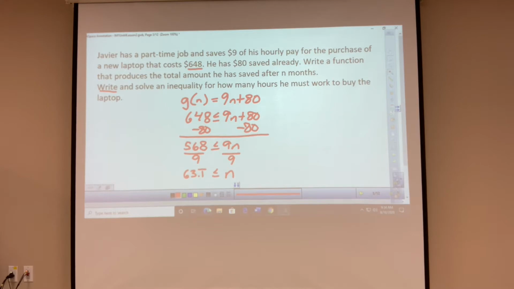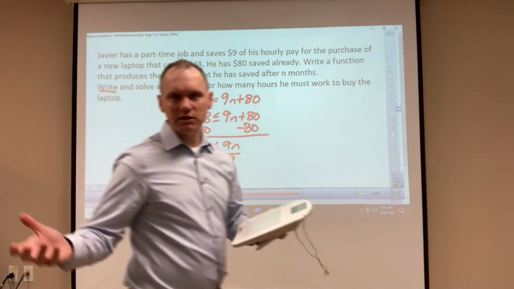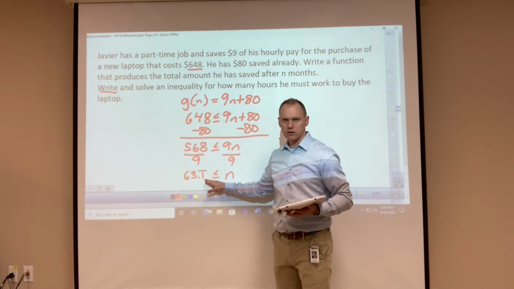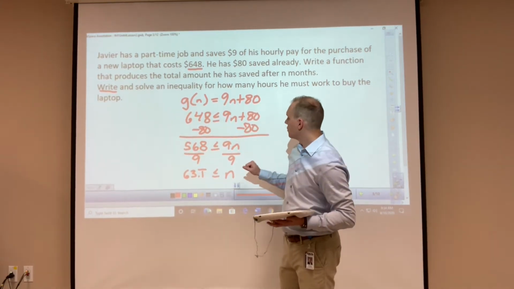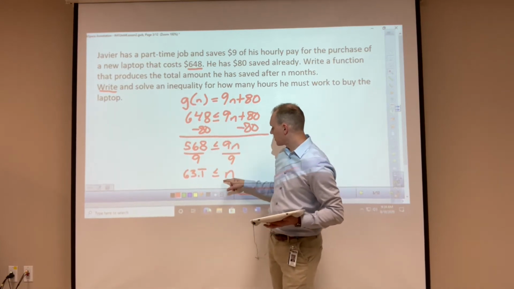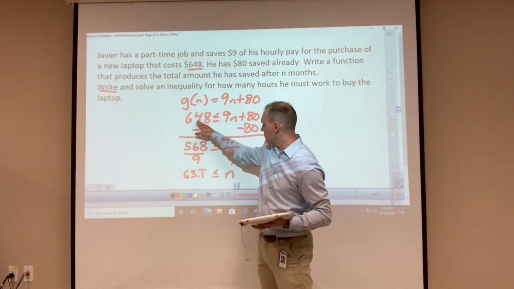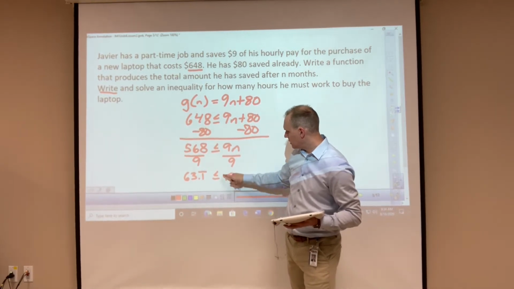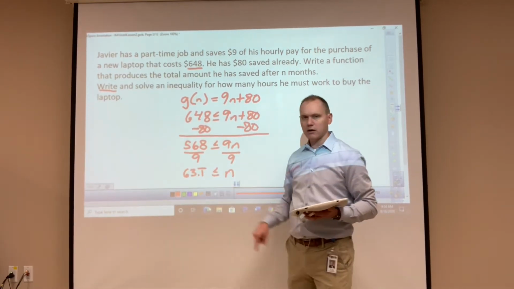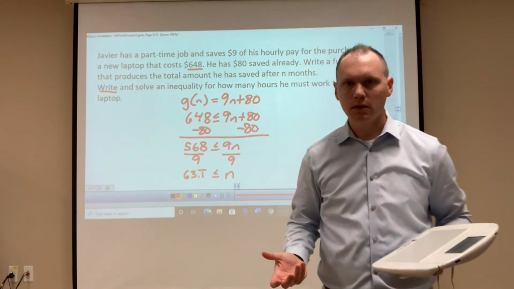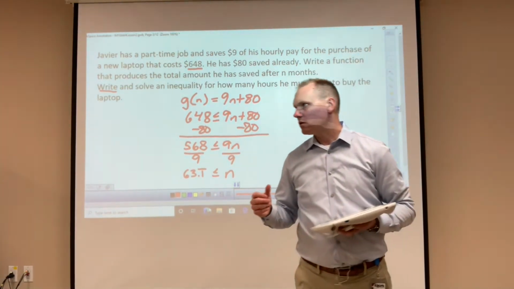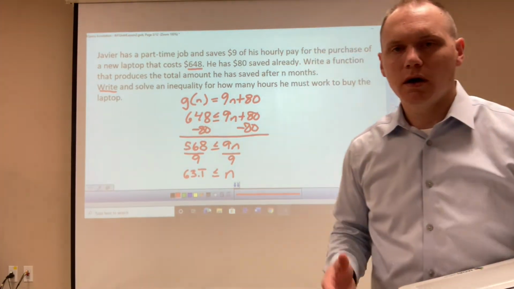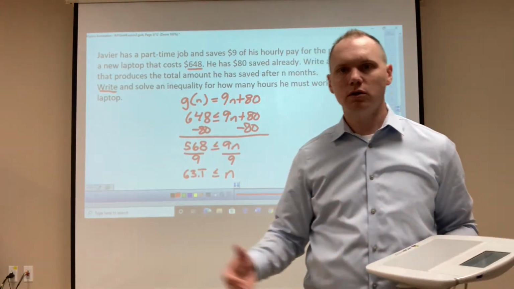63.1 repeating. Okay, so let's make sense of this. After 63.1 hours worked, he will have exactly 648. So let's read this. n needs to be greater than or equal to 63.1 hours worked in order for him to have that amount. Now, if you think about hours worked, you don't really get paid for 1/9 of an hour. You work that whole hour, then you get paid.